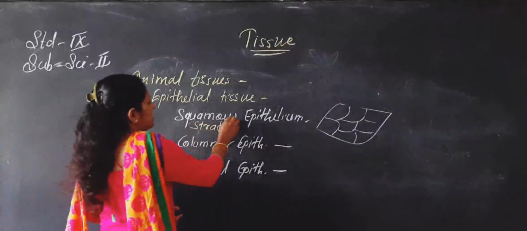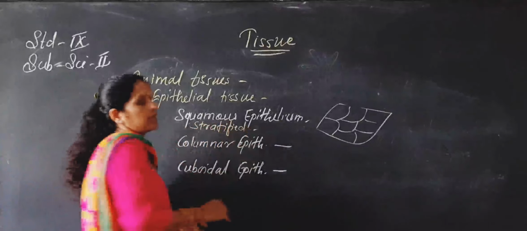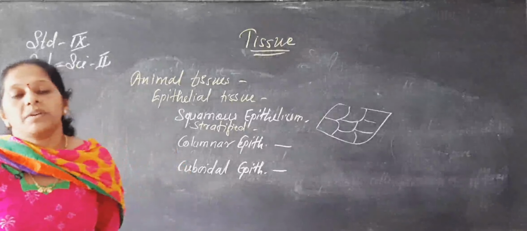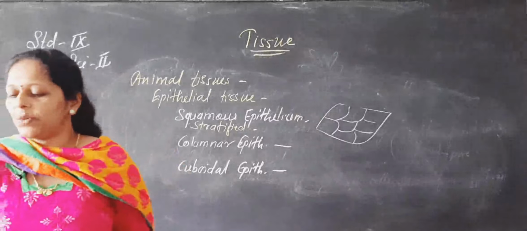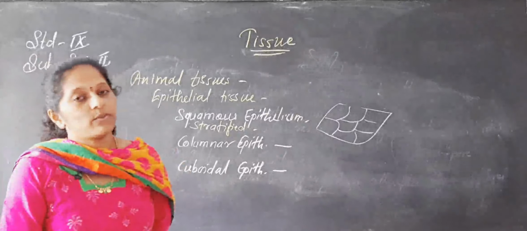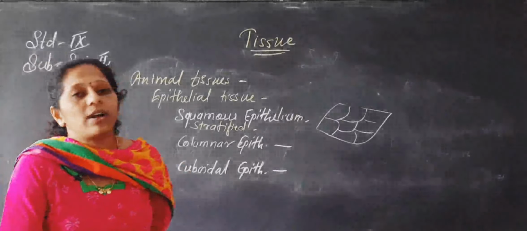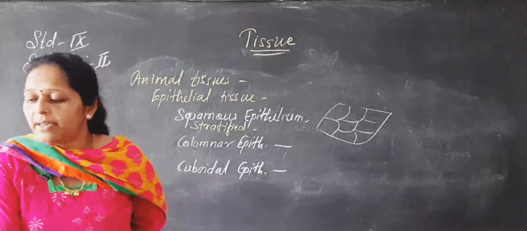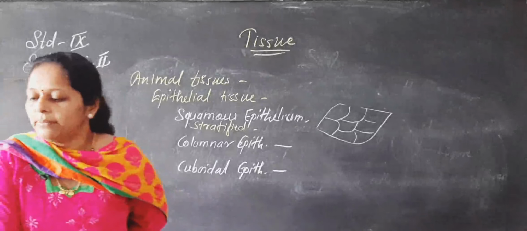This is a type of squamous epithelium present on the skin, arranged in many layers to prevent wear and tear. That type of epithelium is called a stratified squamous epithelium, which is present here in the skin.